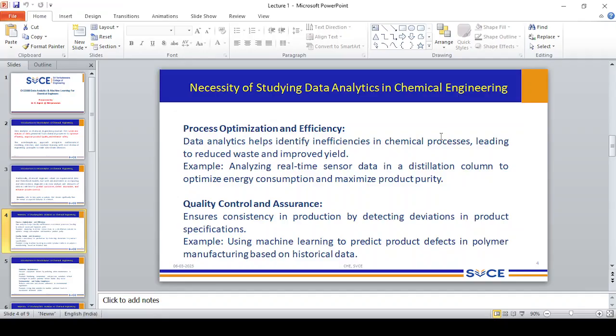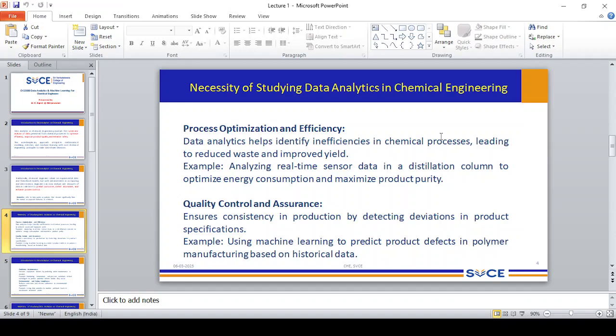Next one is quality control and assurance. It ensures consistency in production by detecting deviation in product specifications. Because of collecting the data, it will ensure consistency in production by detecting deviation in product specification. Let's say I want the temperature and pressure to be constant in a process. If it deviates, obviously the product yield will vary, and the quality of the product may also vary.